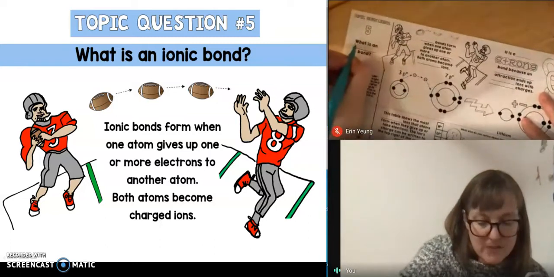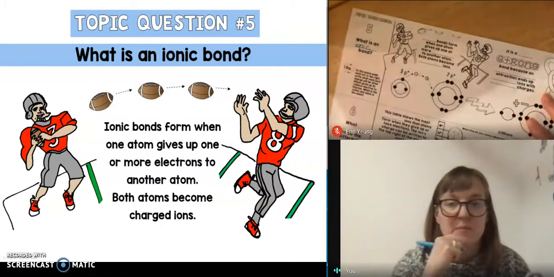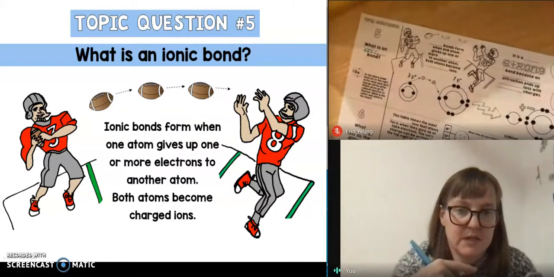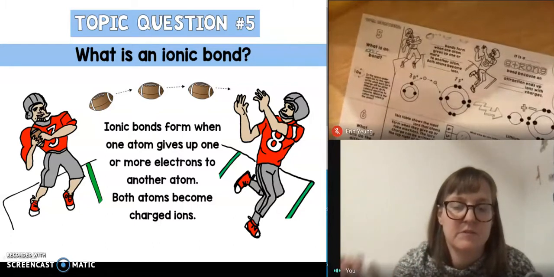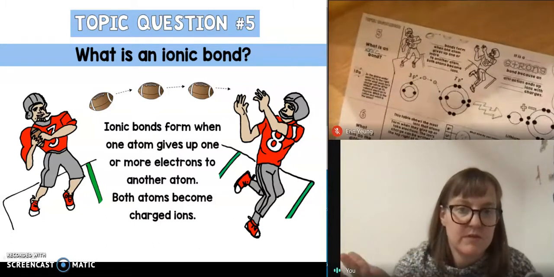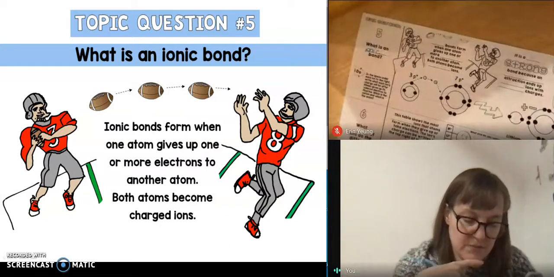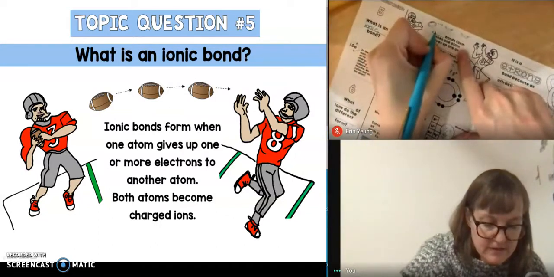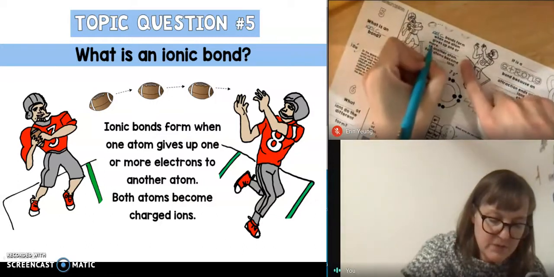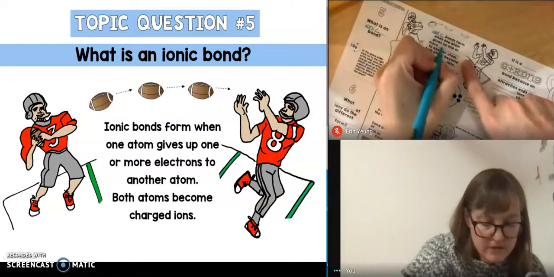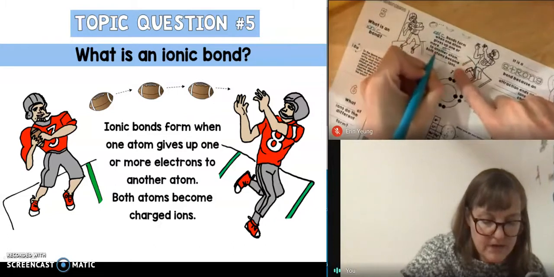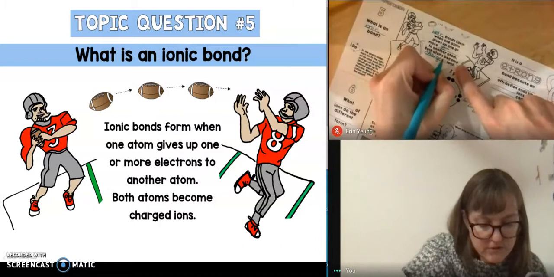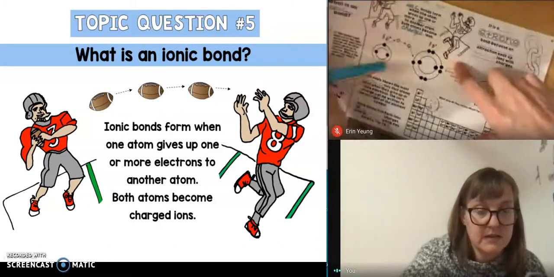So what is an ionic bond? Ionic bonds are going to form when one atom gives up the electron and the other atom takes it in. So both of them become charged ions and therefore they bond together. So that's this part right here. So ionic bonds form when one atom gives up one or more electrons to another atom and they both become charged. So we'll show you how that works exactly here in a second.